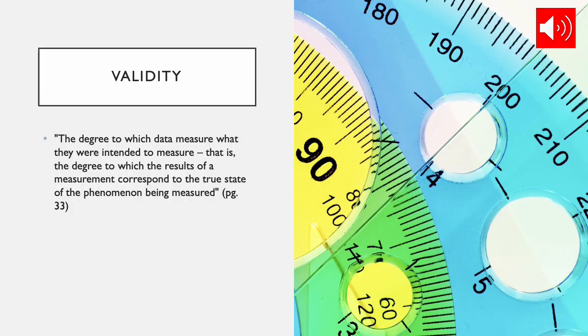So validity is a term that's used to describe the degree to which data measures what it was intended to measure. Meaning, how valid is your study? To what degree do the results of a measurement correspond to the true state of the phenomenon that's being measured? You can find a little bit of a longer description on page 33, but ultimately, when we're talking about the validity of a study, we're saying to what degree did it measure what we were intending it to measure.